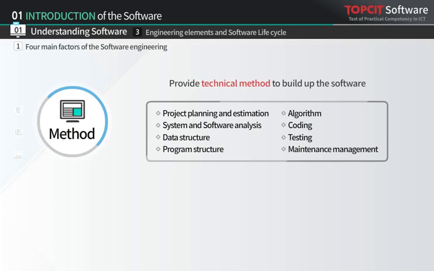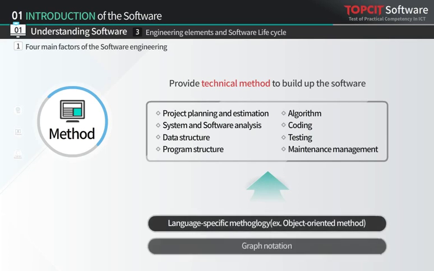Software engineering provides technical methods to develop software. These methods are composed of project planning and estimation, system and software analysis, data structures, program structures, algorithm, coding, testing, and maintenance activities. We sometimes also adopt other specific evaluation methods, such as language-specific methods, graph notation, and software quality.